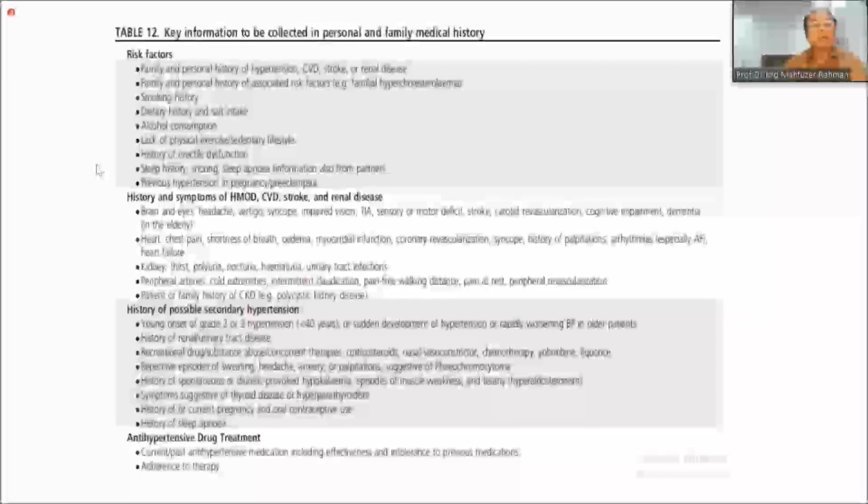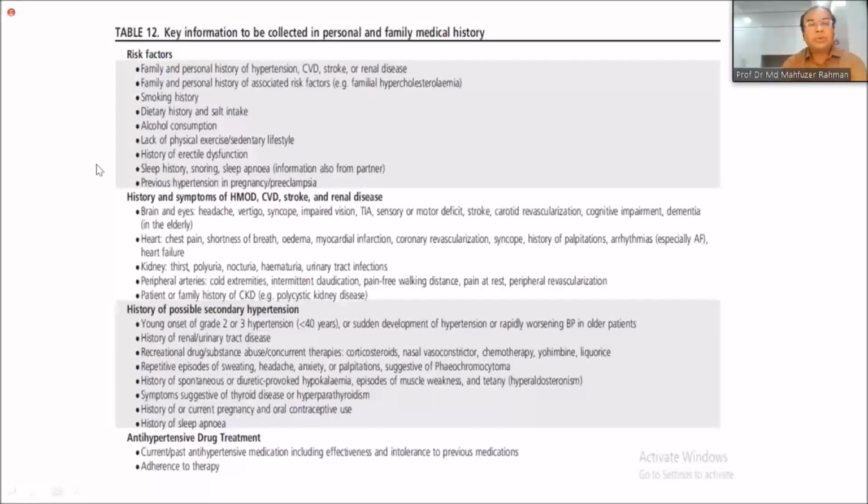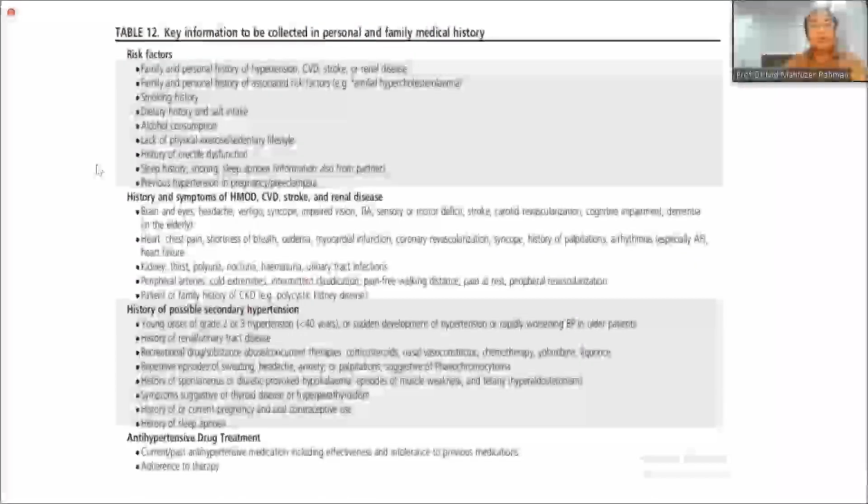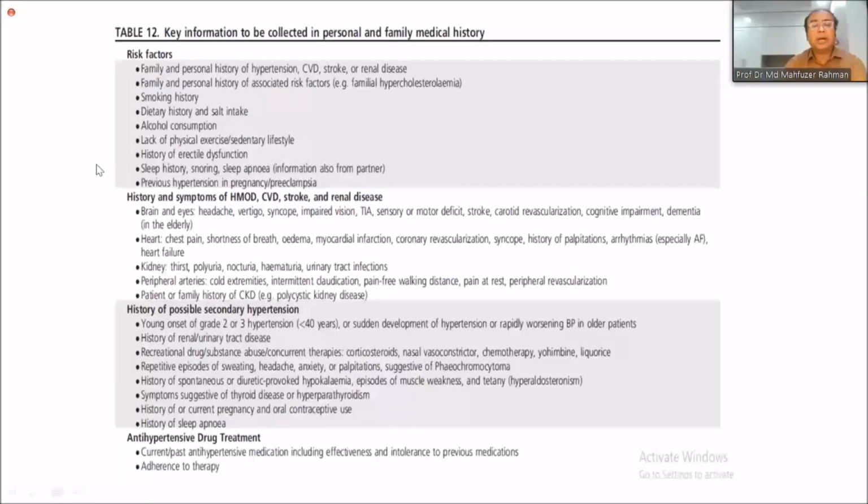kidney disease, and history of possible secondary hypertension if the patient is young, that is having grade 2 or grade 3 hypertension at an age less than 40 years, or sudden development of hypertension or rapidly worsening blood pressure in older patients.